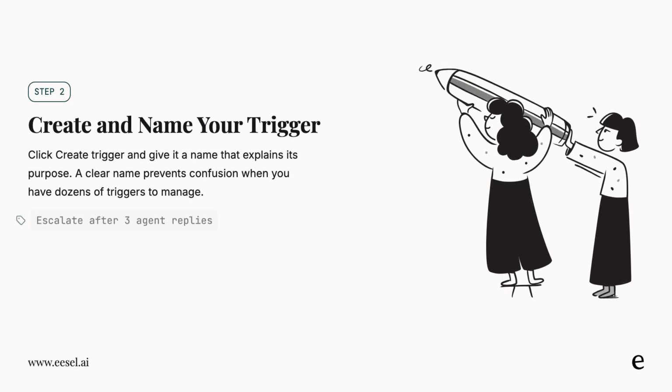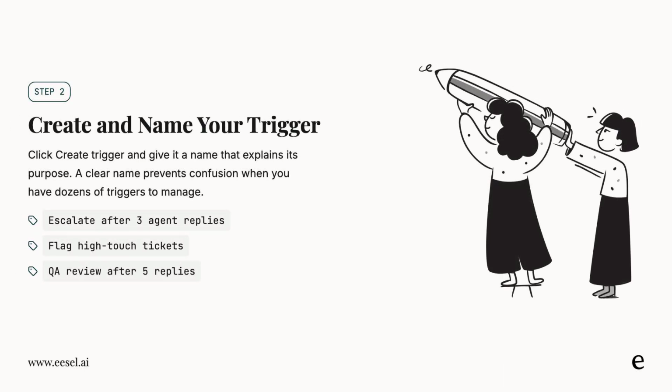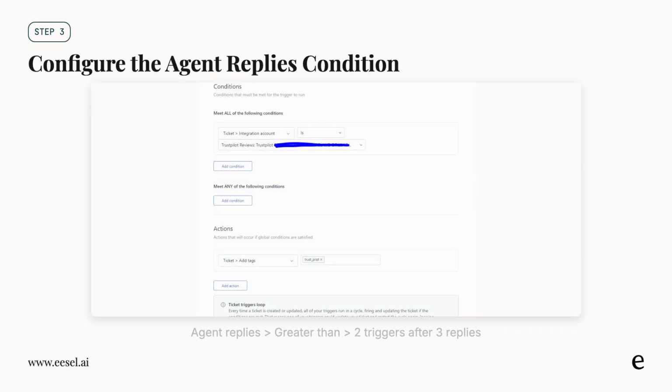Click Create Trigger and give it a name that describes exactly what it does. When you have dozens of triggers, a vague name like Trigger 14 becomes impossible to maintain. Something like Escalate after 3 agent replies or QA Review after 5 replies tells anyone on the team exactly what they're looking at.